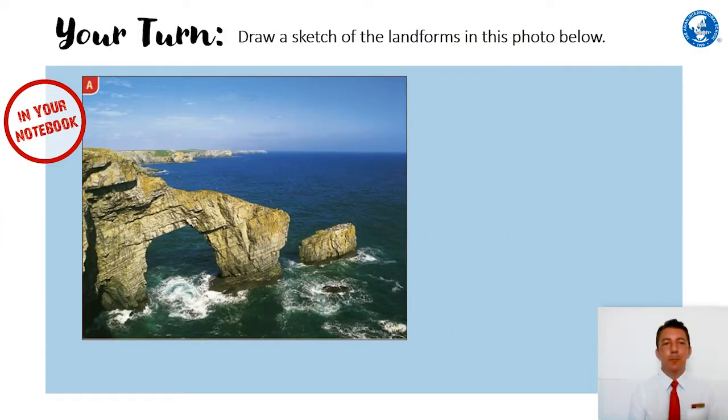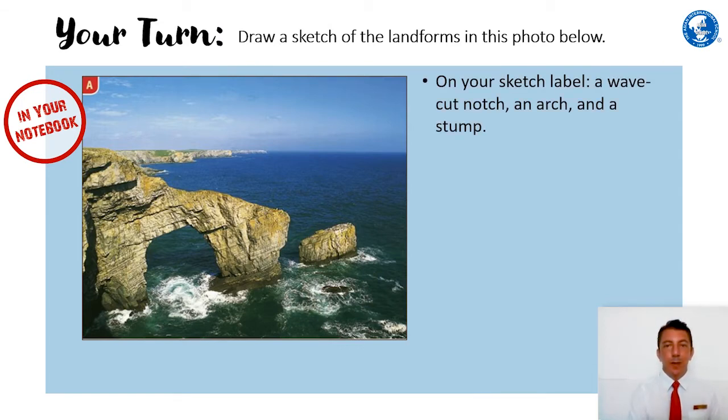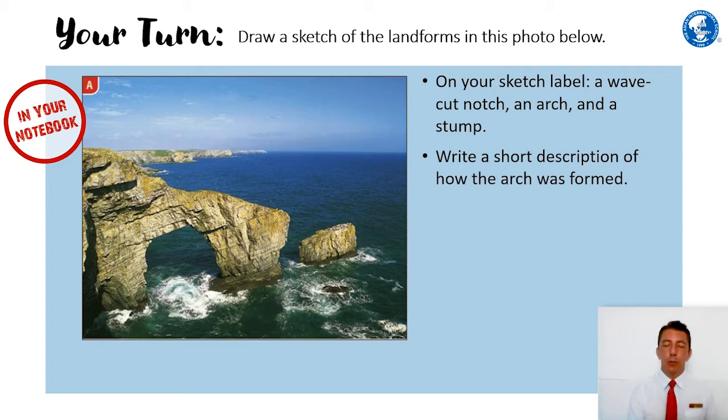Okay, continuing. In your notebook, you're going to draw a sketch of the landform in this photo. So in this photo, we can see a wave-cut notch, an arch, and a stump. So sketch this into your notebook. Then write a short description of how the arch was formed.